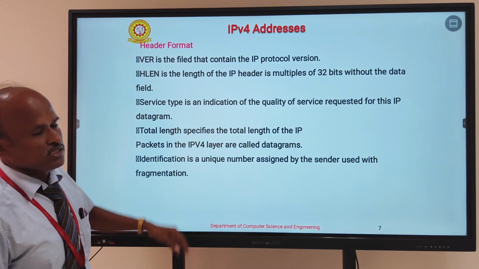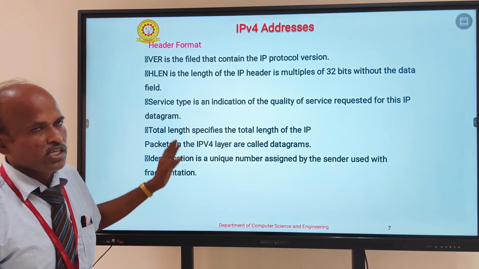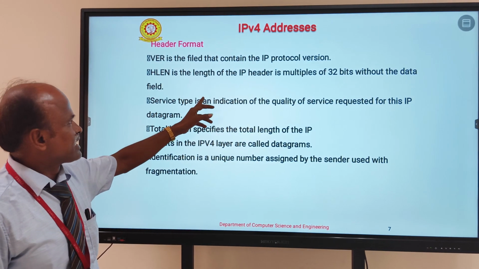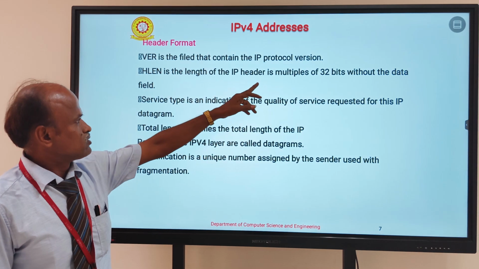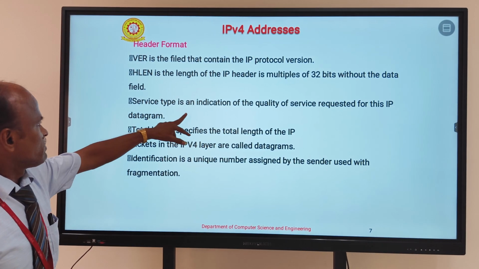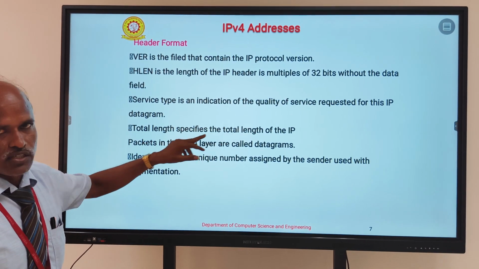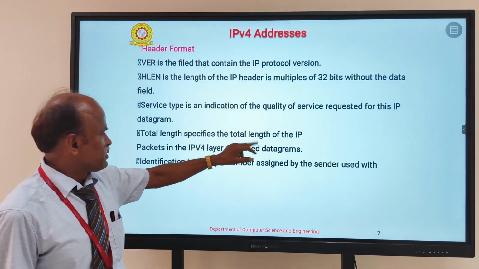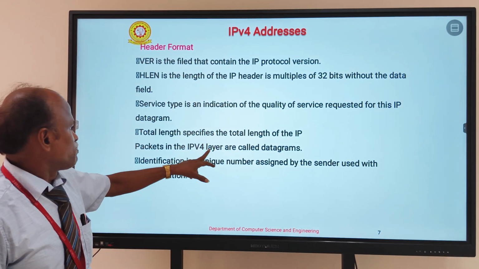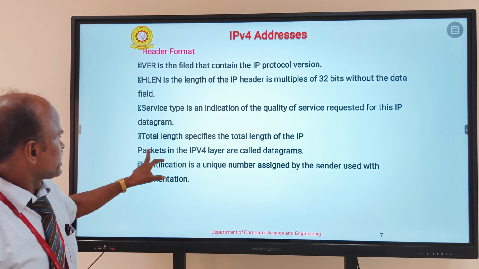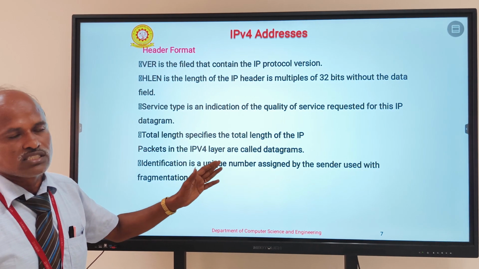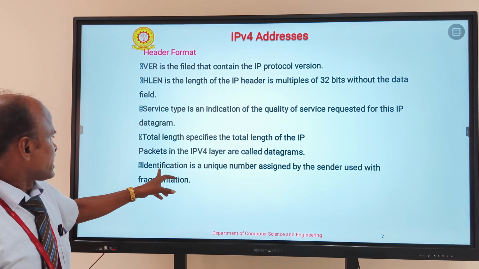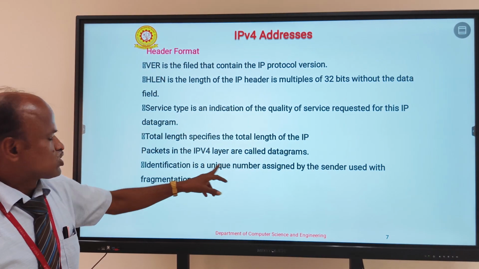First, VER is the IP protocol version. The version is mainly IPv4 or IPv6. Then HLEN is the header length, that is the length of the IP header in 32-bit words. Then the service type is the quality of service requested for the IP datagram. Then the total length of the IP. Packets in the IPv4 layer are called datagrams. Here packets means each piece of data is divided into small parts, and each small part is a packet. Then the identification is a unique number, used for fragmentation.